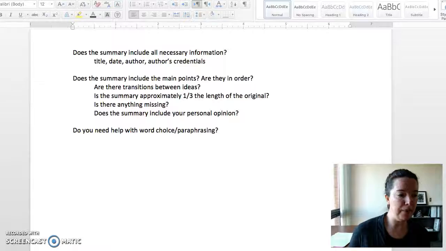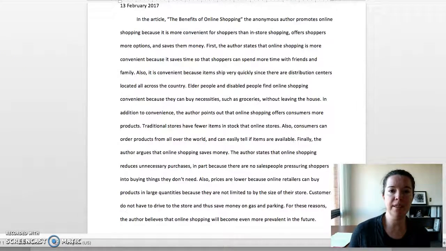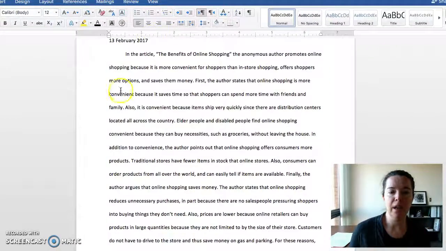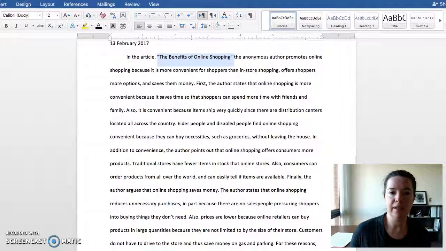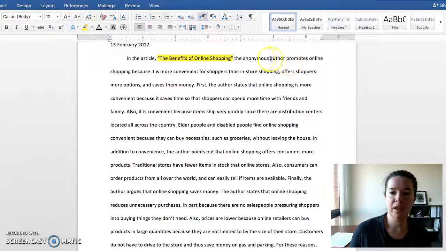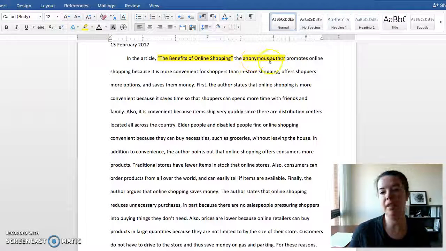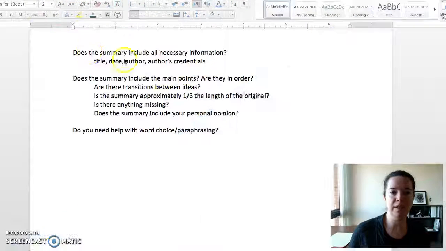So for example, here's an example summary that I wrote. And here is the title of the article. I couldn't find the author's name, so I couldn't include that, and there was no date or any other information. So I did the best I could and said the anonymous author. All right, great. So I've included the necessary information.